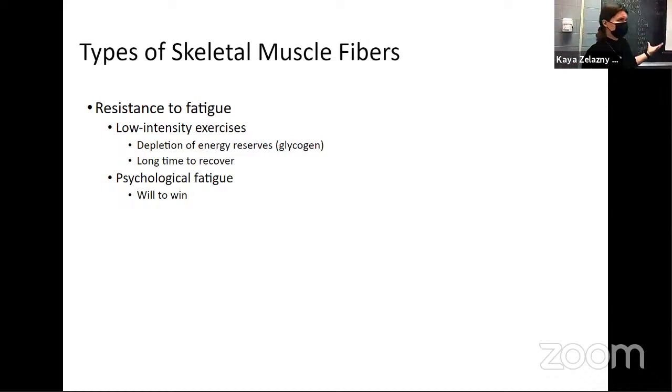Another thing that adds into fatigue that we don't really have a physiological explanation for, as far as I know, is psychological fatigue. So actually your willpower, your will to win, does influence how fast you fatigue. And this is especially true for these low intensity exercises, right? Because we're not having that neuromuscular fatigue in the same way. We're not running out of a neurotransmitter causing our muscle to go limp, right? So we kind of can keep doing it, maybe, if we try really hard.